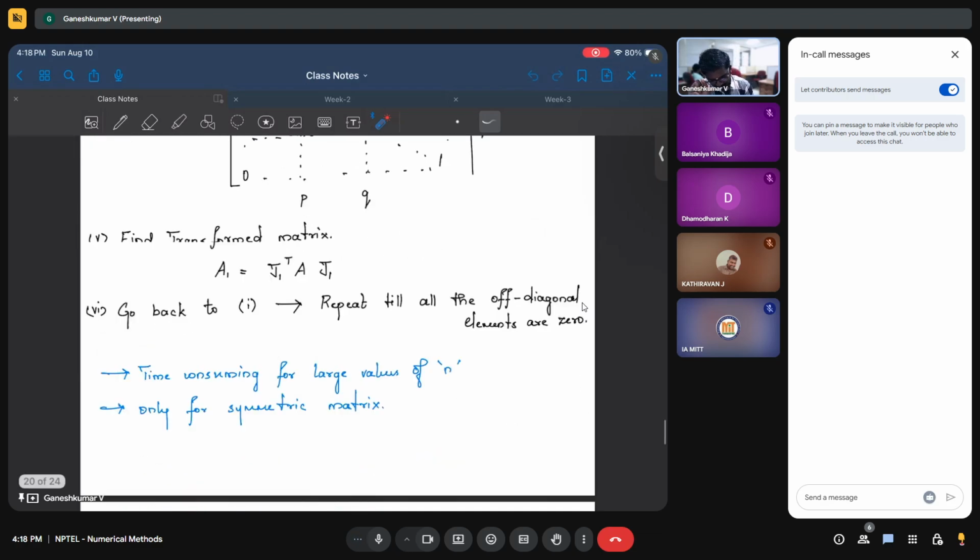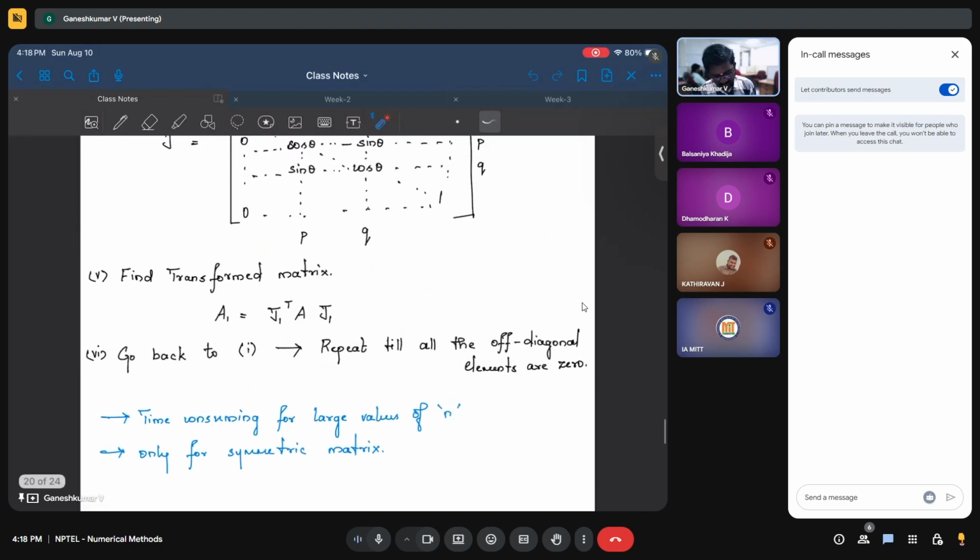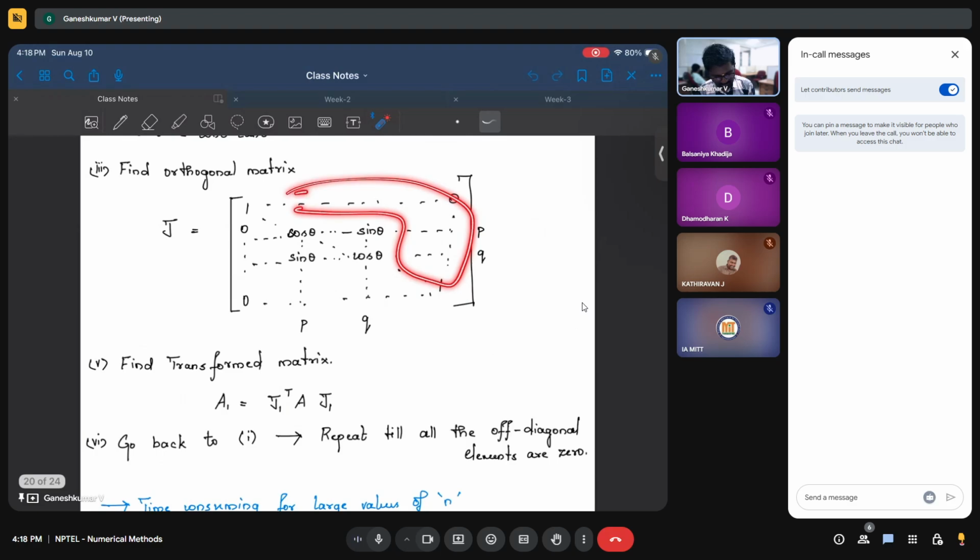Once you find that matrix, then you multiply J transpose AJ, and this is a similarity transformation. Once you do this transformation, you get A1, which is a transformed matrix, and you repeat it until all the off diagonal elements become 0. If all the off diagonal elements become 0, then your diagonal elements are going to be your eigenvalues. So that's the logic. Finally we are trying to reduce it down to just the diagonal matrix which contains eigenvalues.